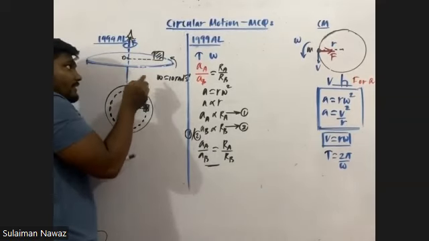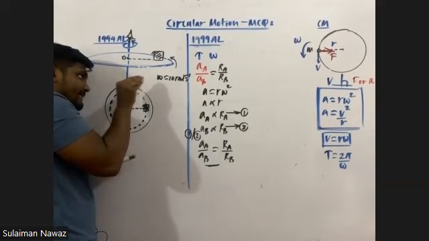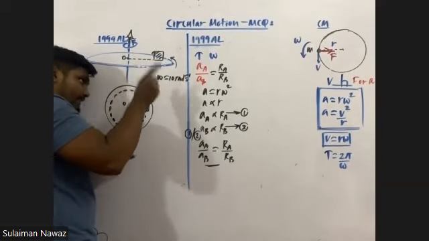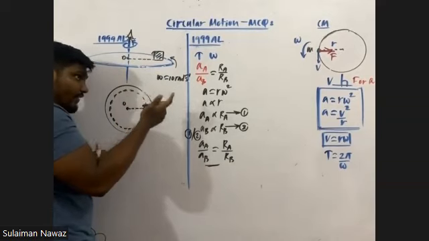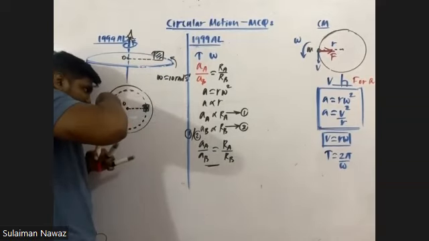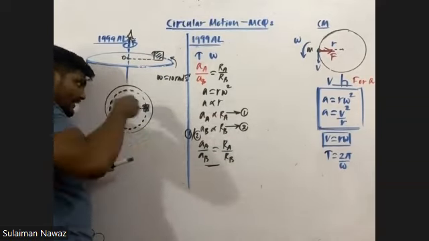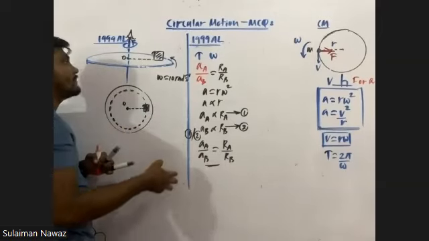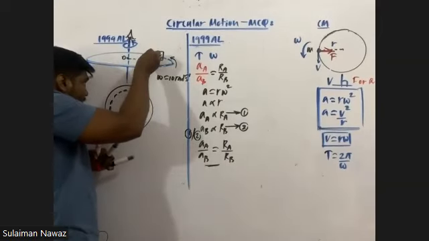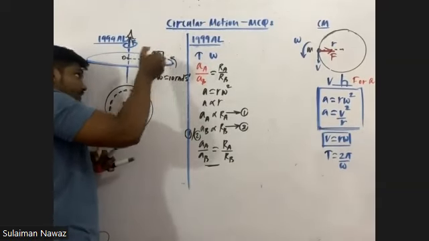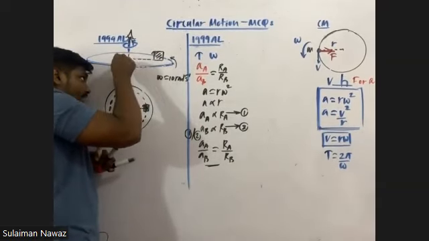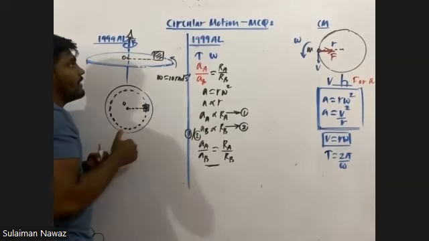Do you understand? Normally you might have that experience. When you keep an object on something rotating, that object tends to slip away from the table. So this object also tends to move away from the table, which means away from the center of the table.